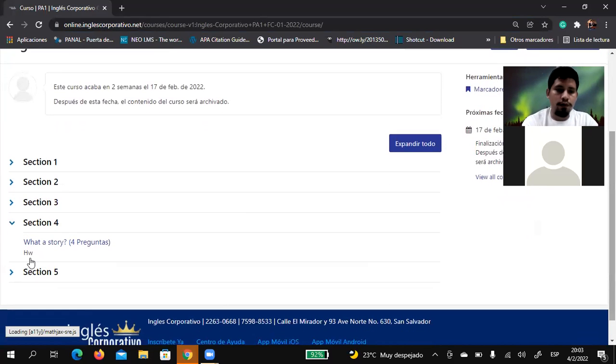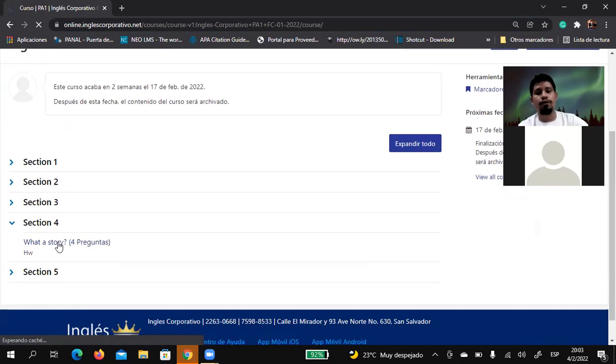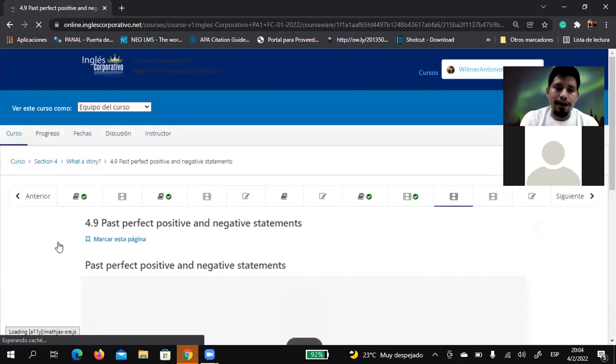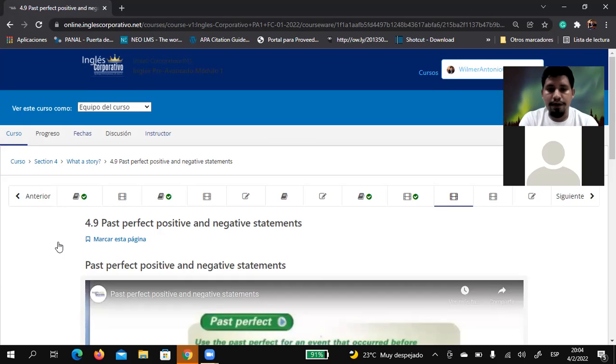Well, on Wednesday, we started section number four. In section number four, we have the unit that says what a study, and we were working on the past perfect tense. I remember that we were discussing how to construct affirmative sentences, how to construct negative sentences, and how to construct interrogative sentences.